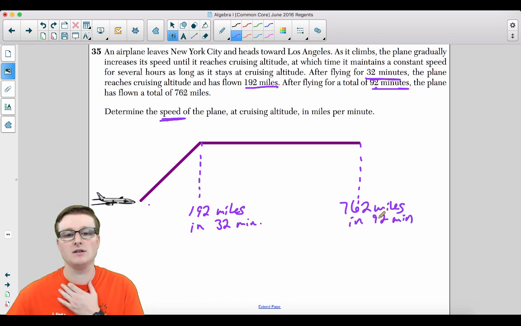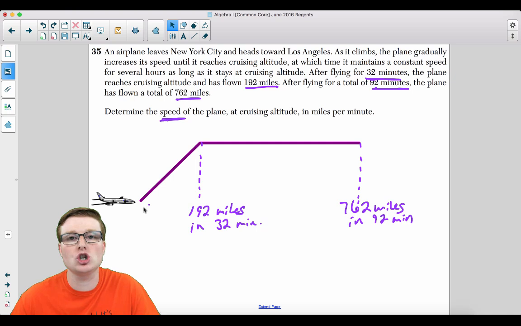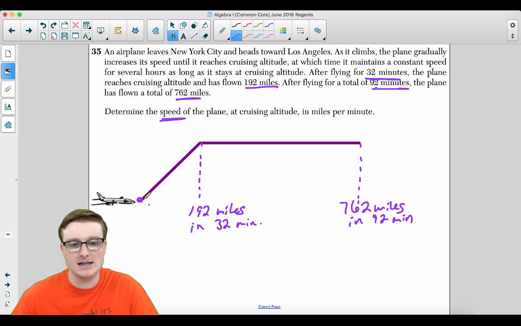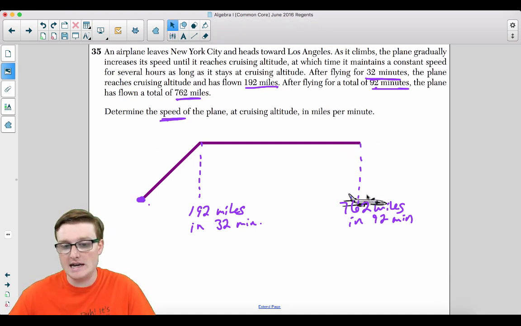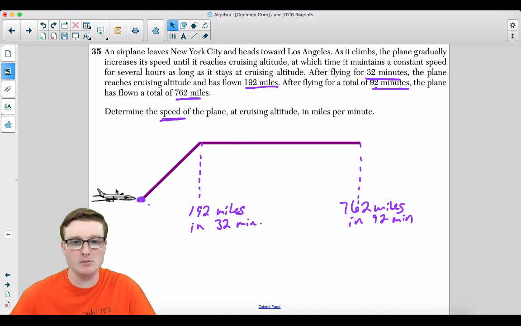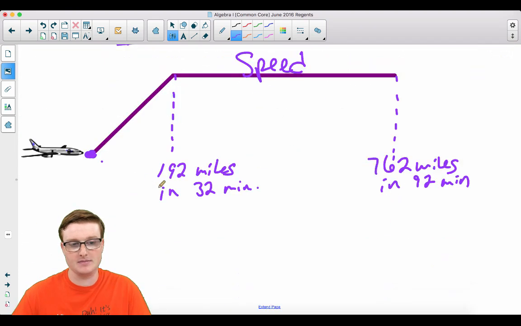But you need to be careful. It says that it flew 762 miles from the starting position. So that means that the plane from here all the way to over here flew 762 miles. Now we need to find the speed at the cruising altitude. Well, you should know the formula.